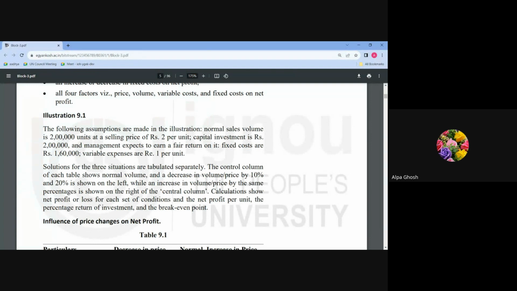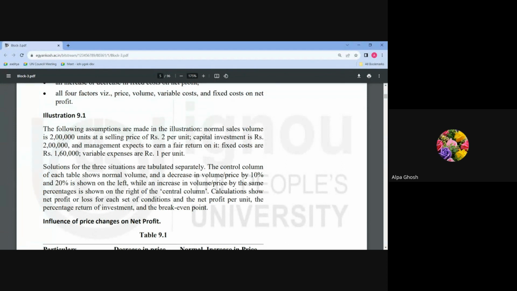So, if variable expenses are rupees 1 per unit, that means for 2 lakh units the variable expenses will be 2 lakh only. For three different situations, we are going to identify the effect. The first one is normal volume. Normal volume is 2 lakh units.